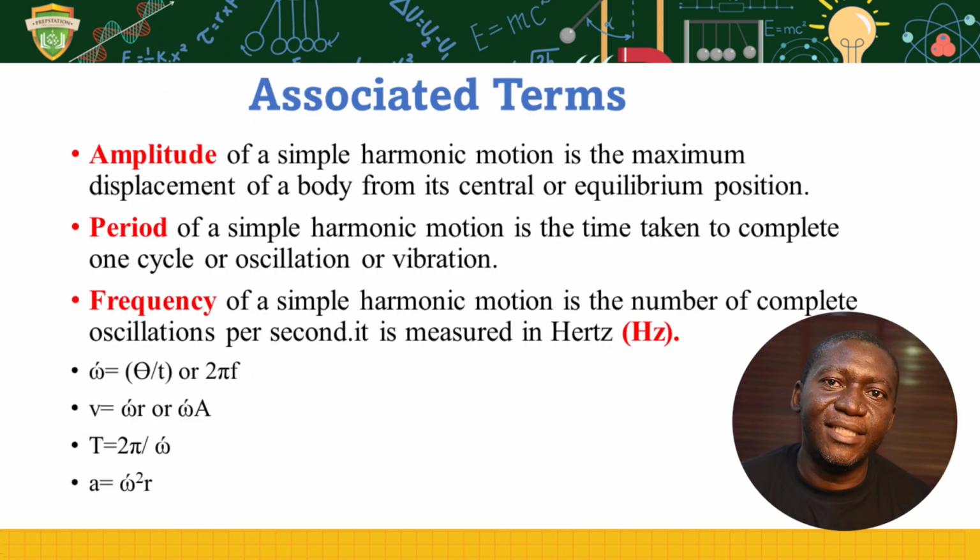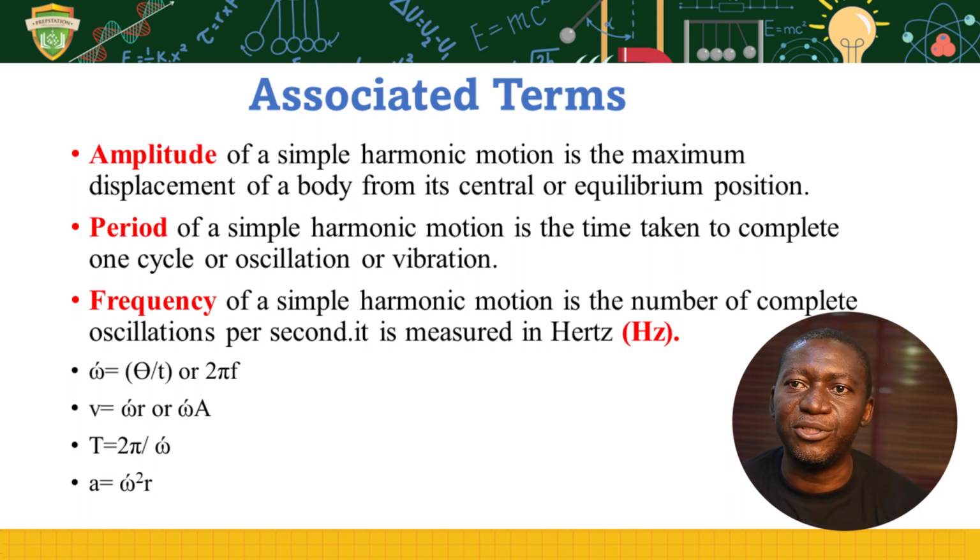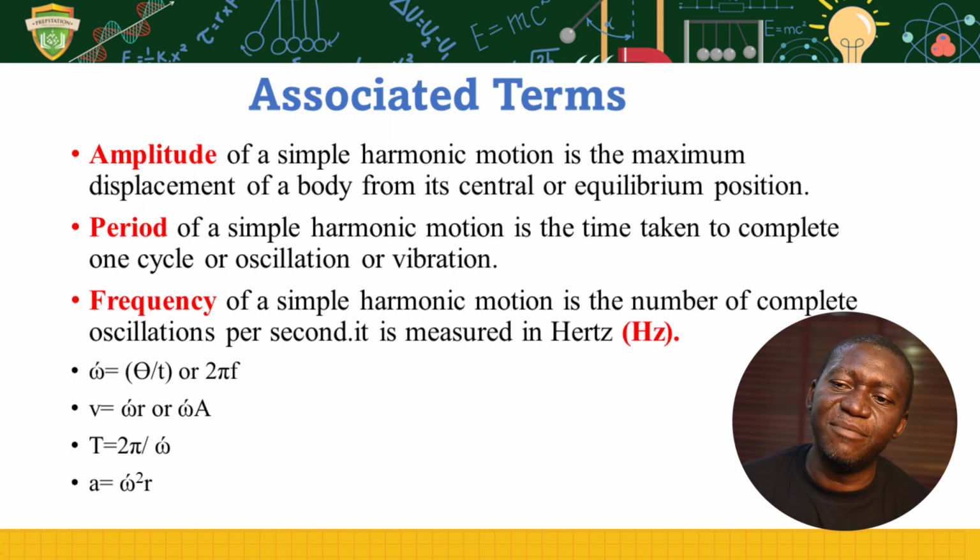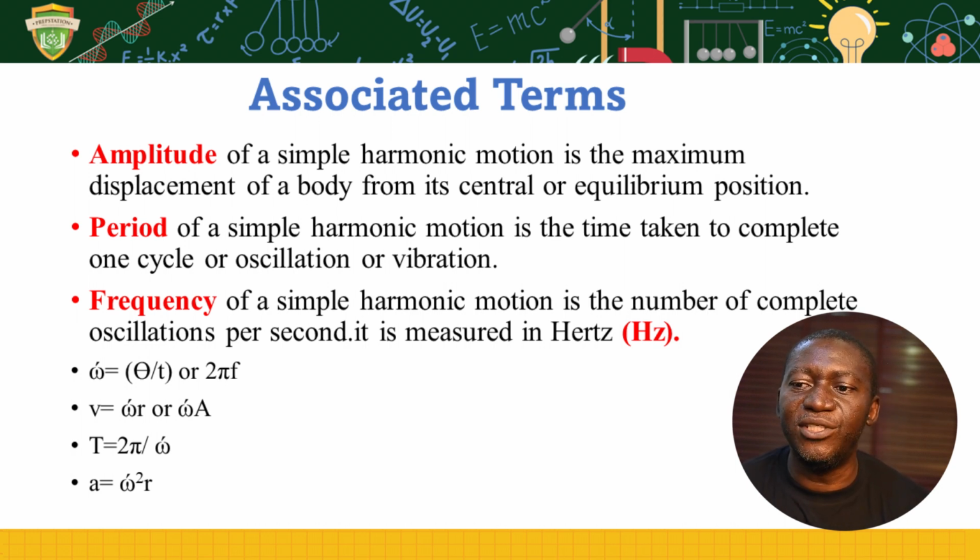Now, let's look at the terms that come up frequently in simple harmonic motion. One of the terms is known as amplitude. The amplitude of simple harmonic motion is the maximum displacement of a body from its central or equilibrium position. Once a body is displaced from its equilibrium position, the maximum displacement from that position is what is known as the amplitude.